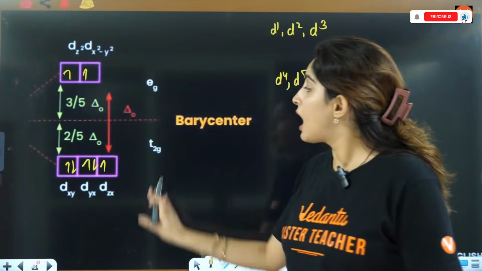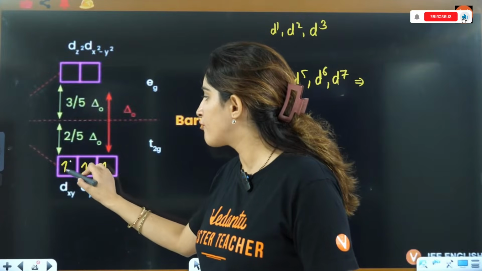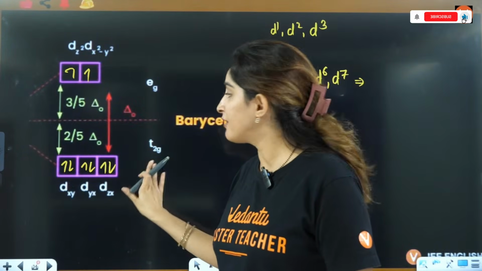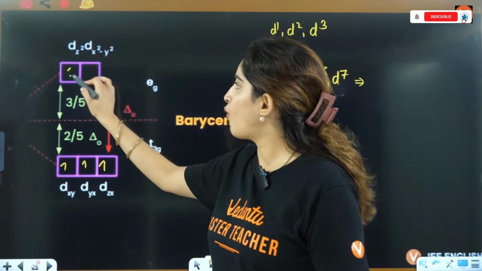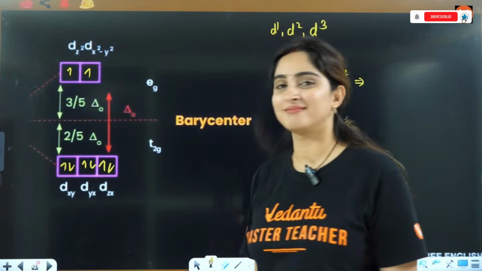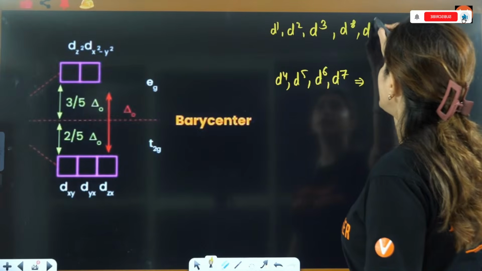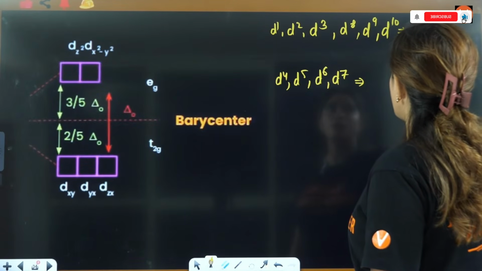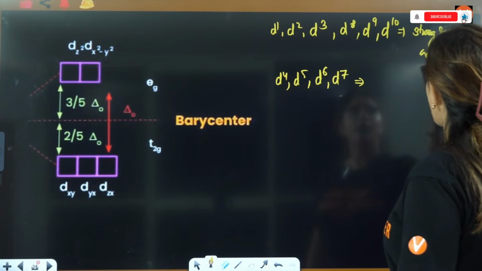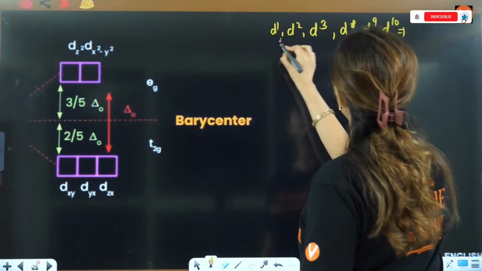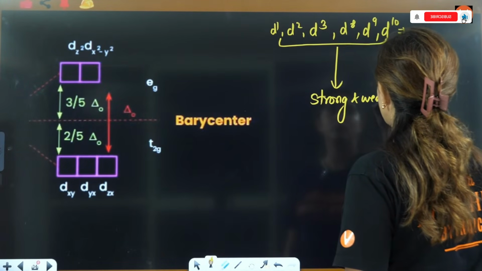It is different. But if you have D8, for strong field it is 1, 2, 3, 4, 5, 6, 7, 8. And for weak field it is 1, 2, 3, no pairing is there, 4, 5, then 6, 7, 8. It is the same. So in case of D8, D9 and D10, strong and weak are the same. You can just write it here. In these cases, strong and weak are the same.